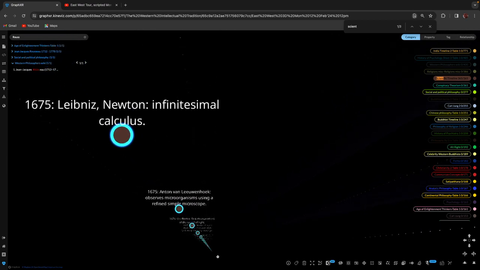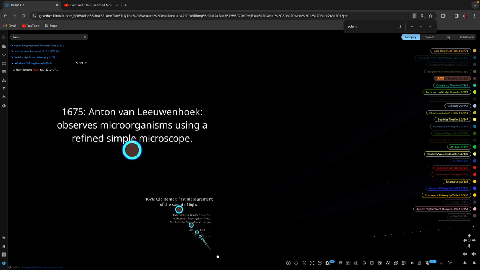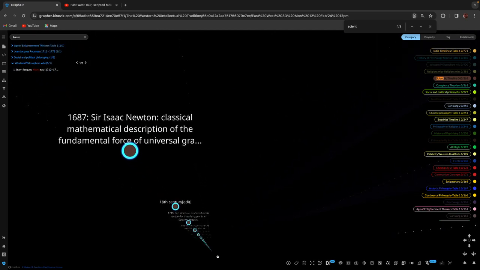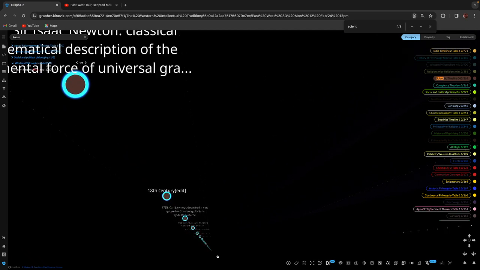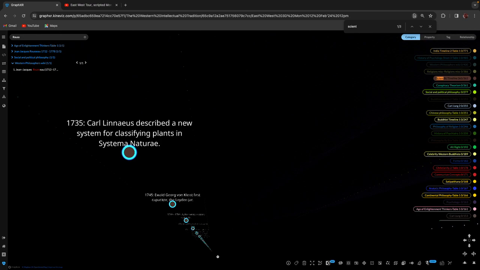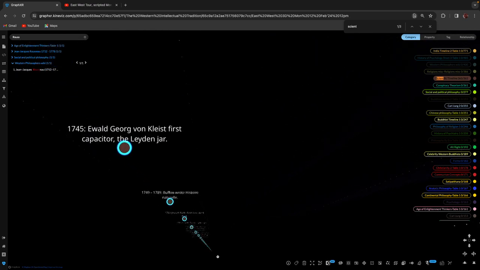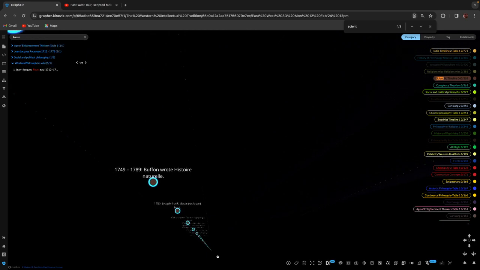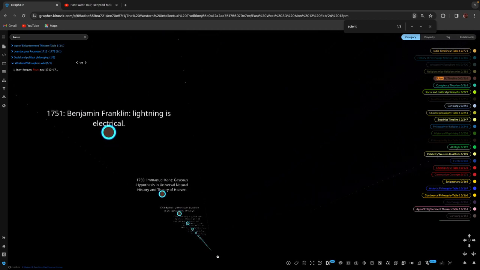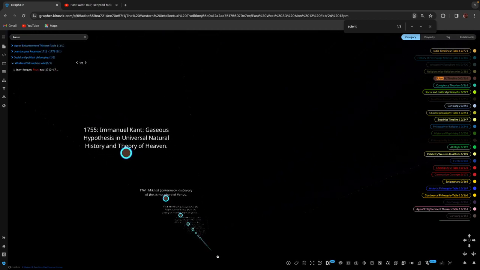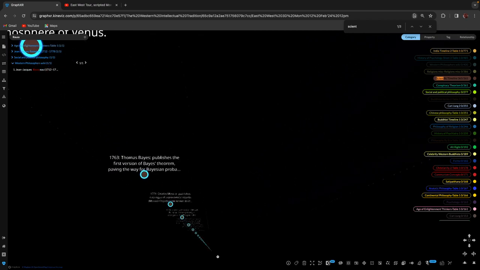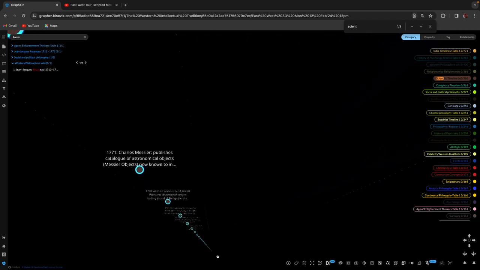Leibniz and Newton, the infinitesimal calculus, microscopes being used, measurements of the speed of light. Isaac Newton, the fundamental laws of gravity. The classification of nature started to really happen in a very big way as well. That lightning is electrical, it's not a punishment of God or a threat from the cloud angels or something.